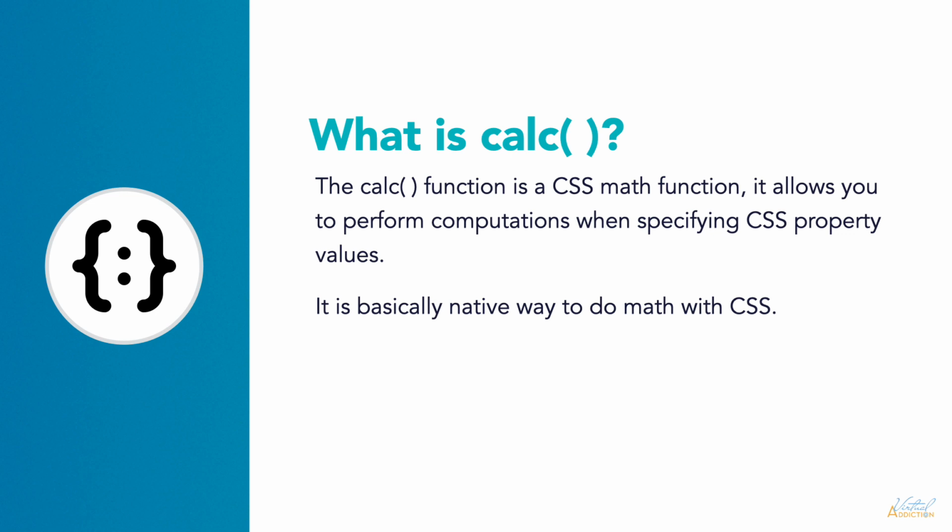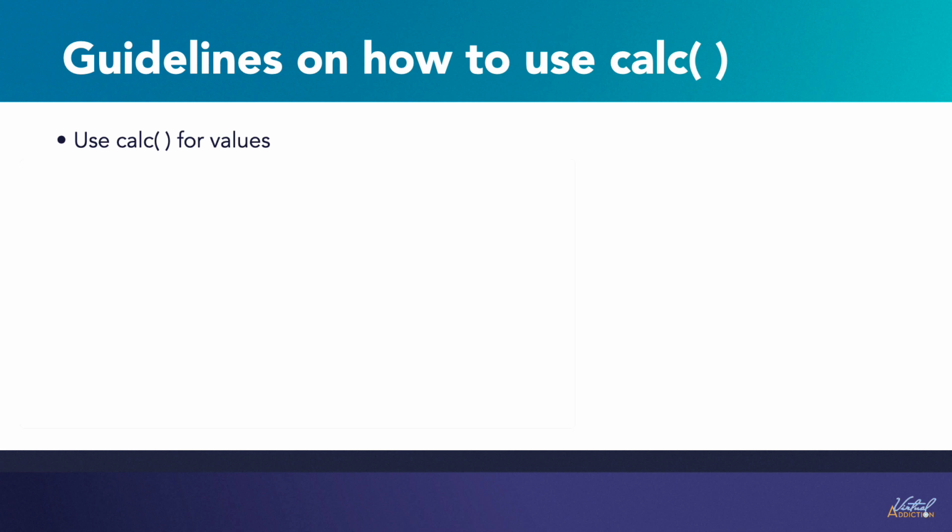One of the CSS calc function's superpowers is the ability to combine different units. This function can perform math calculations that even preprocessors cannot do. Some general guidelines on how to use calc are that you should always use calc for values. The only place that you can use the calc function is in values, and I'll show you some examples shortly.